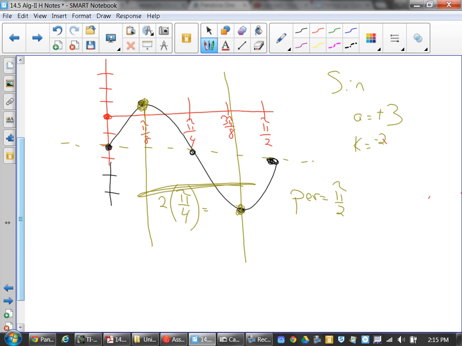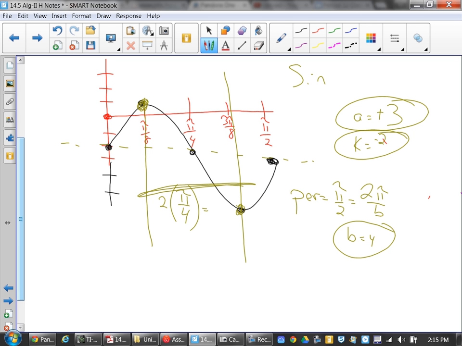Now, according to the calculations for period, period is found by taking 2 pi over b. Could I solve that ratio for b? Yes. What's b? 4. So therefore, you've got your A, a K value, and a B value, and you knew it was sine because it had 3 of the same values here. Fill it in. 3 sine 4x, all minus 2.